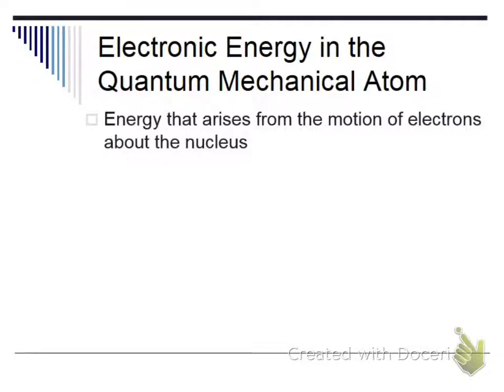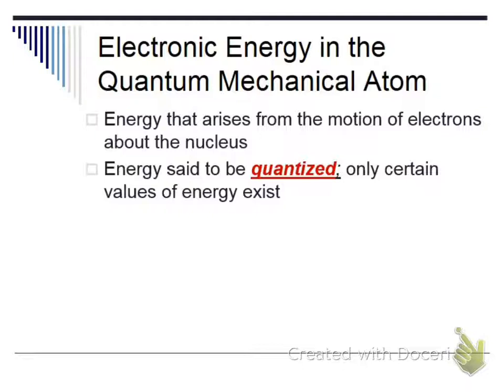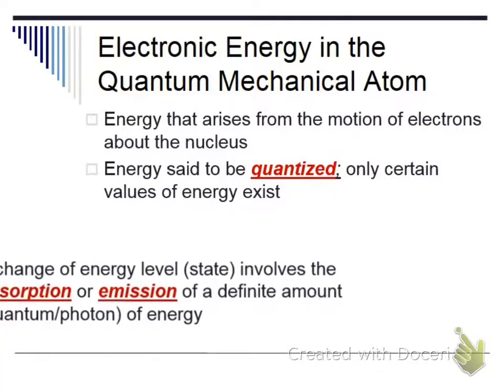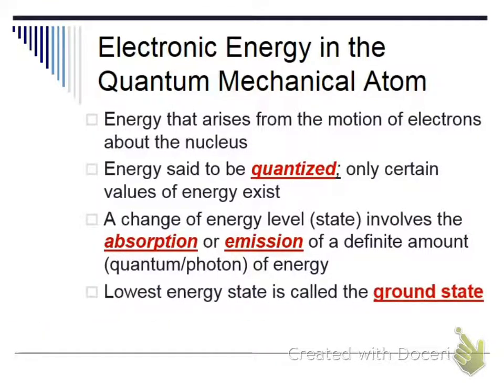Energy that arises from the motion of the electrons is said to be quantized. That means only certain values of that energy exist. It's not random. That energy level or state involves either the absorption or the emission of a definite amount of energy, and we refer to that definite amount of energy as a quantum or a photon. So you might want to put a star by that.